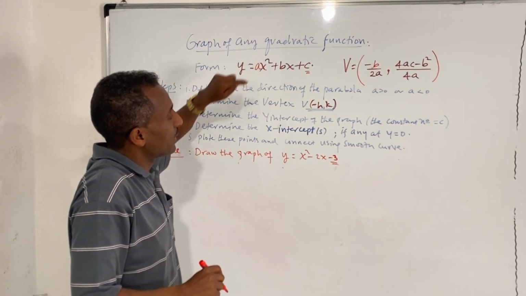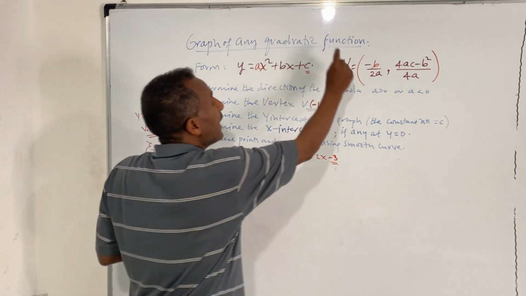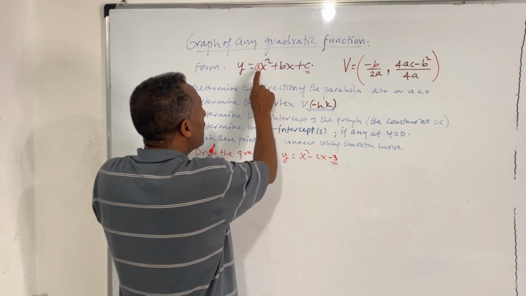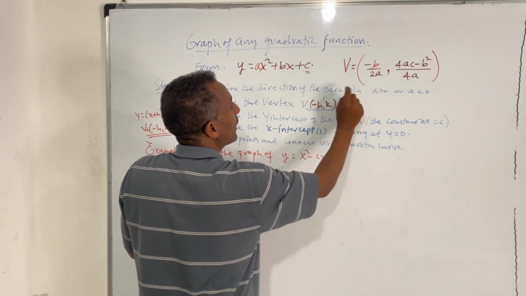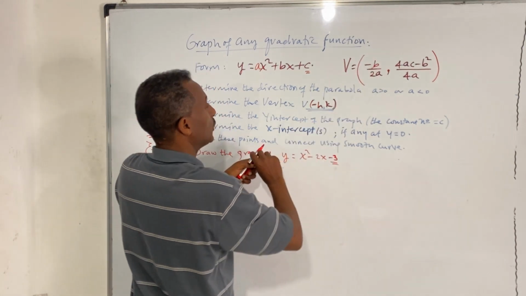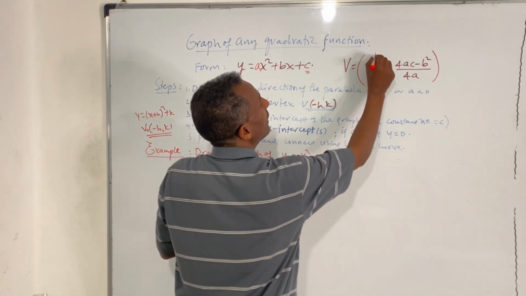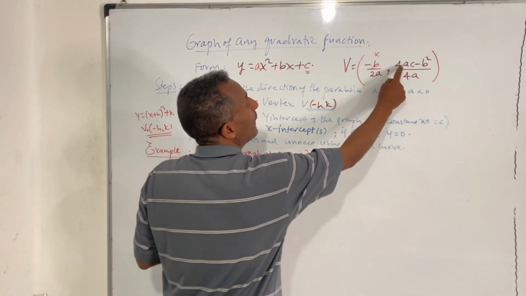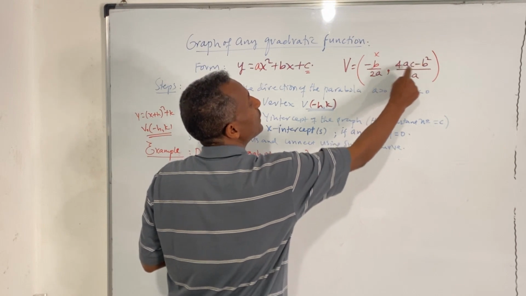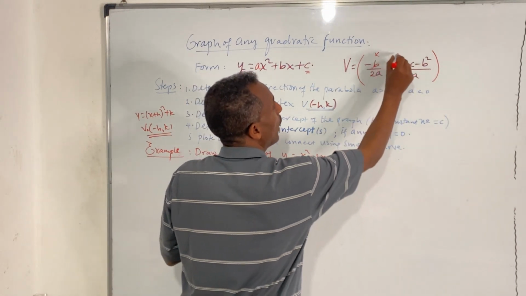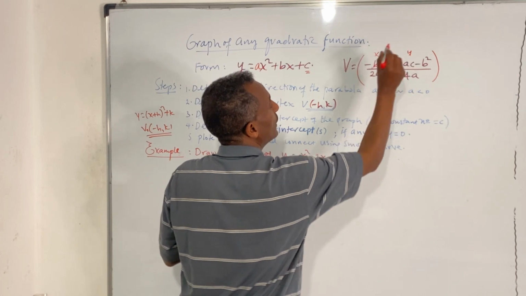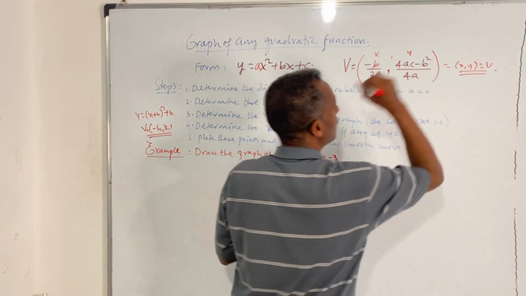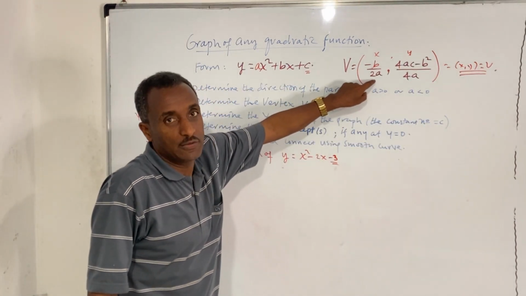polynomial, this quadratic. How? The x coordinate of our vertex will be minus b over 2a. This will be our vertex, the x value. The y value will be (4ac − b²) over 4a. This will be our y value of the vertex. So we have got like (x, y) as our vertex model. Good. So we have to memorize this model.